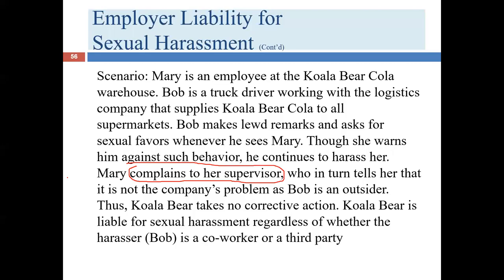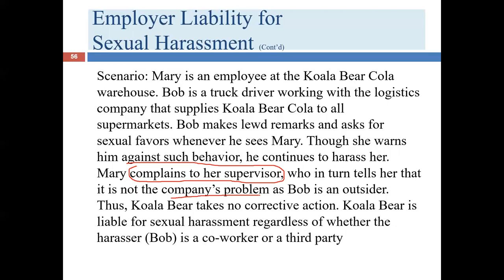But what does the supervisor say? Nope, not the company's policy, because Bob doesn't work for us. Bob is a third party in this scenario. So therefore, the company where Mary works doesn't address the issue. Under the scenario, the employer is going to be strictly liable for the harassment, because Bob is a third party, in this case not a coworker, but a third party.